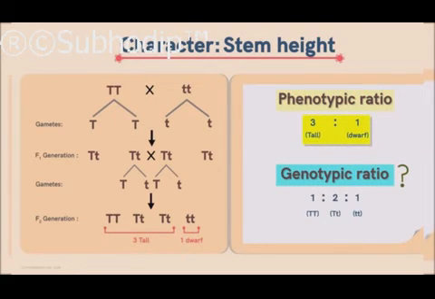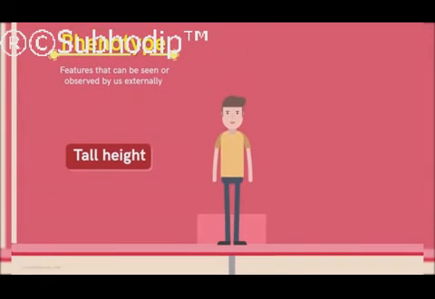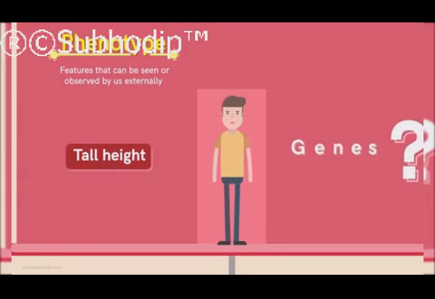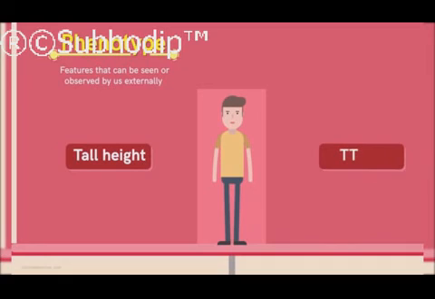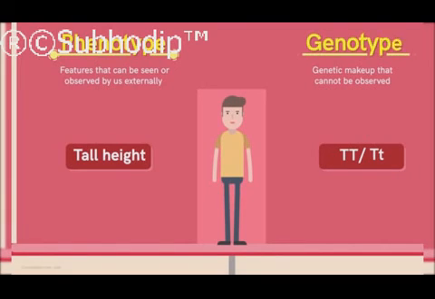What about the genotypic ratio? Let's take an example here. If we look at this tall guy, what can we say about his genes? This tall guy can have the genes TT both in uppercase or Tt, one in upper and the other in lower case. We can't really predict it. So just by having a glance, we can't really guess if the individual is homozygous or heterozygous for height as the character. So the features of the genetic level which cannot be observed are called genotypes.